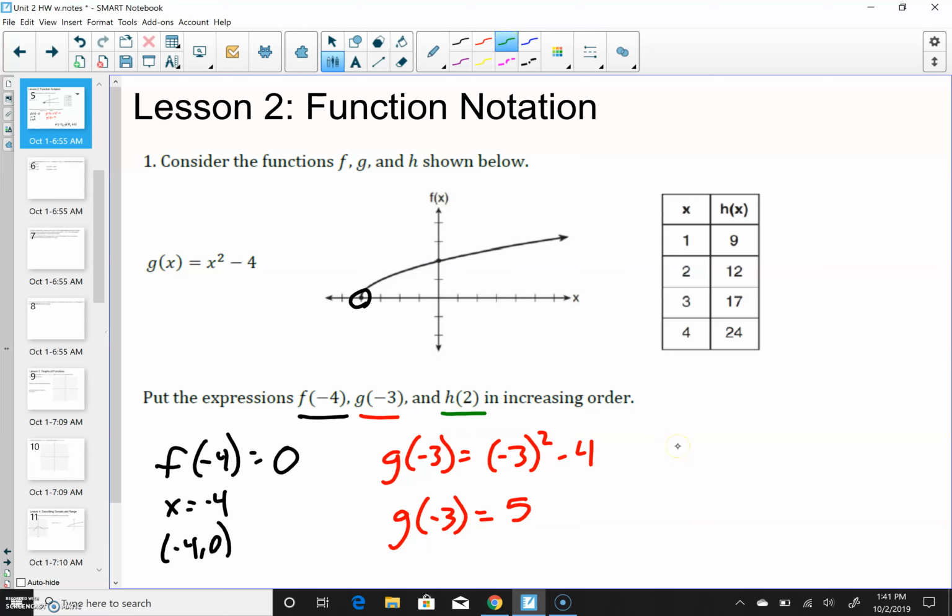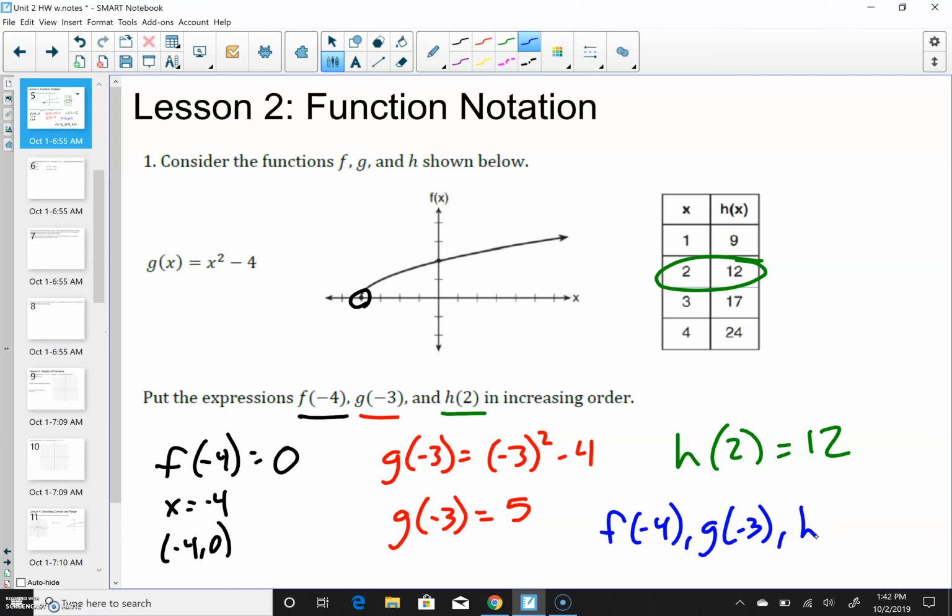And the last one, h of 2, well, this one's easy because it comes off the table. So we just look at what our output is when x is 2, and we end up getting 12. So these are actually in increasing order already. So we get f of -4, followed by g of -3, followed by h of 2.